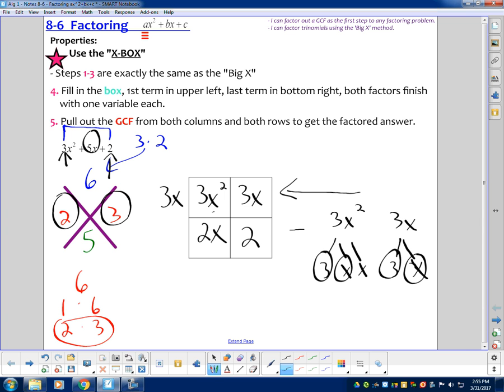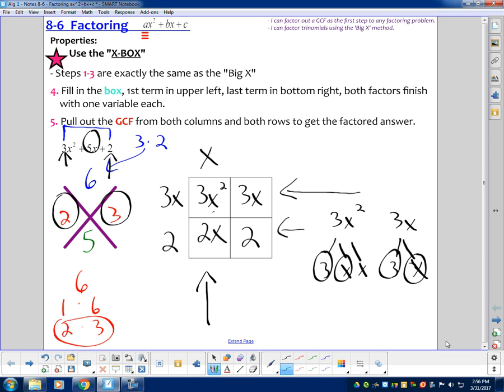Then I do the same thing with the second row. The GCF of 2x and 2, pretty easy to see, I think, is 2. That is the greatest common factor between 2x and 2. Then we do the same thing with the first column. We find the GCF between 3x squared and 2x. If you look at the two numbers, 3 and 2, the only thing they have in common is 1. But if you notice, we have an x squared on the top left, and on the bottom left we have an x, and so we have a common factor of x in each one.